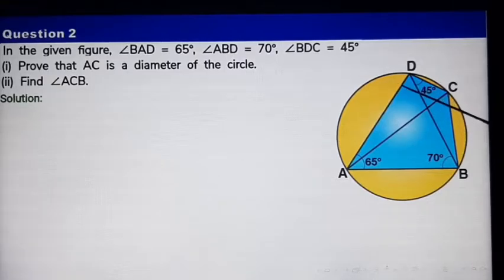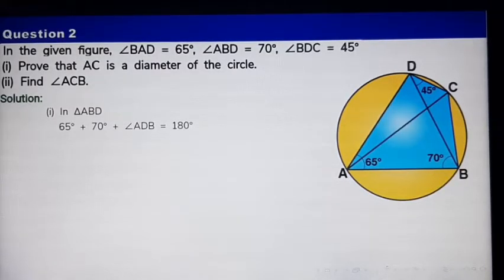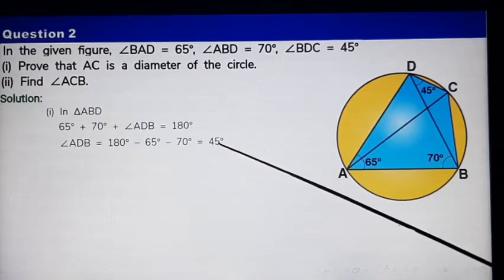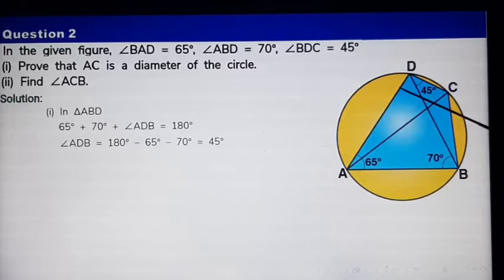Now let us see how much this angle is going to be. In triangle ABD, this angle plus this angle plus this angle should be equal to 180 degrees, right? So from here, angle ADB will be exactly 45 degrees. ADB means this angle, right? So from here to here is 45. Now this is also 45 and this is also 45. So in total, angle ADC is going to be 90 degrees, right?